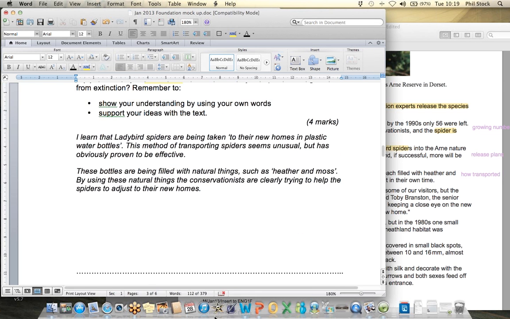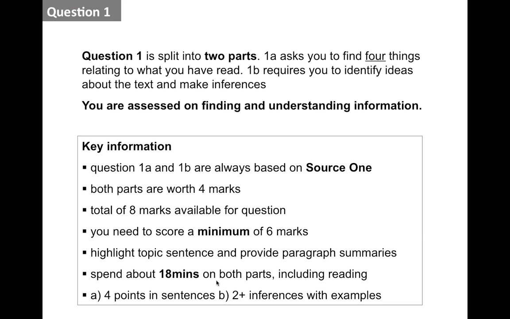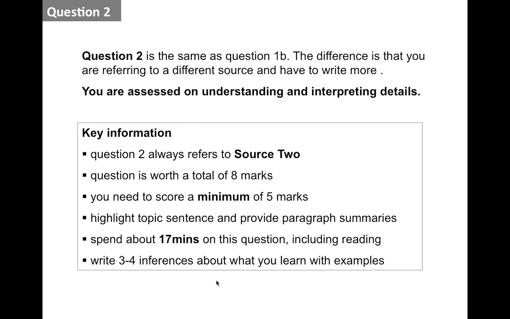So now we move to the next question, question 2. And question 2 is really, as I mentioned, the same as question 1b. I think probably the two obvious differences are that it's a different source, so it'd be a different type of text, a different genre, a different audience, and a different purpose. And because it's worth 8 marks as opposed to 4, you're going to have to do more. So again, you're looking to secure about 5 marks.